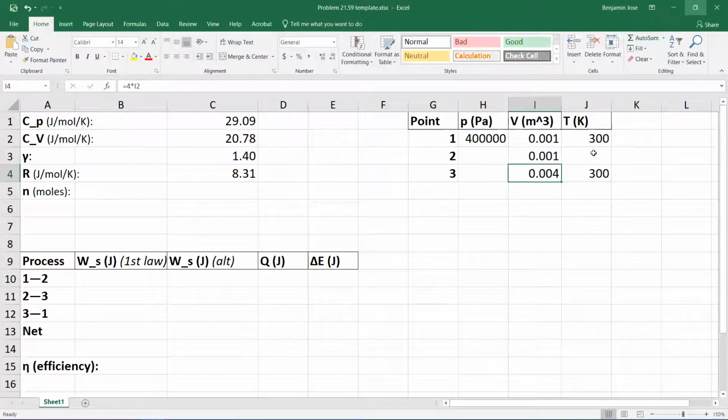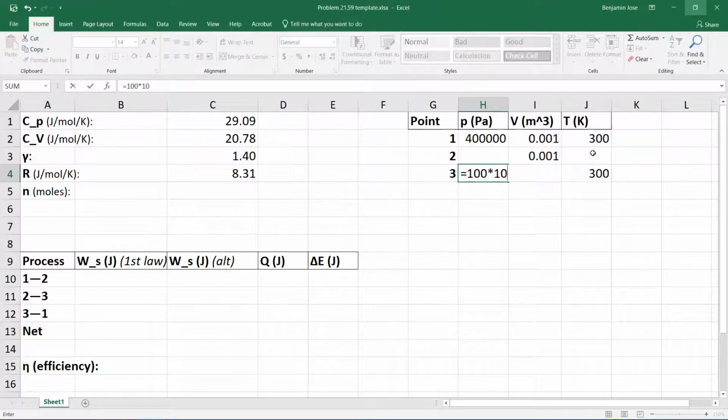Am I leaving anything out? We don't yet know the temperature after that isochoric increase in pressure. We don't yet know the pressure at point 2. As for point 3, that was the one that was down at 100 kilopascals.